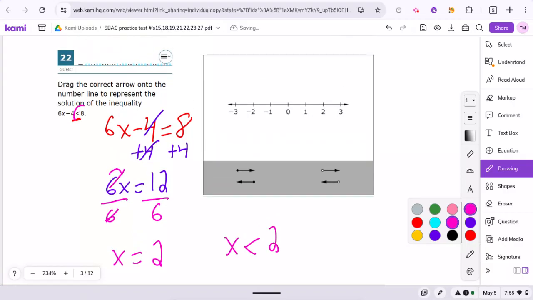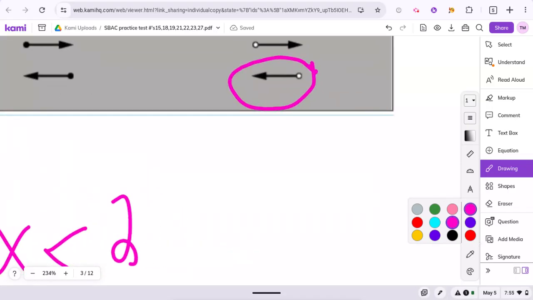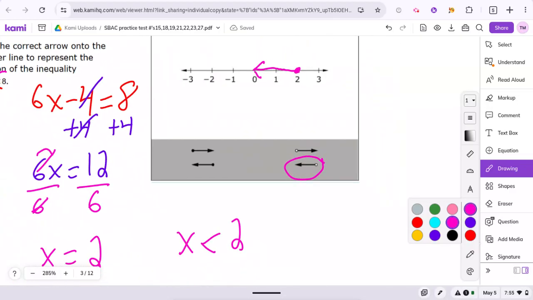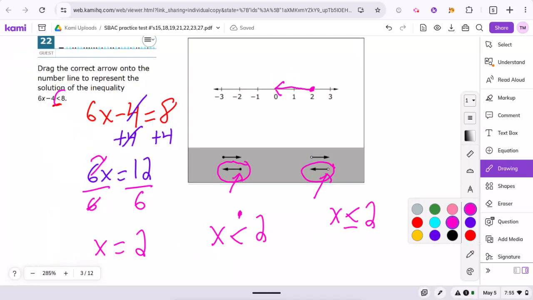So if x is less than 2, here's 2. You would drag this arrow to the left. And the open circle here means it cannot equal 2. x has to be less than 2. If it was like this, x is less than or equal to 2, then you would put this one because it has the closed circle. Open circle means it does not include.